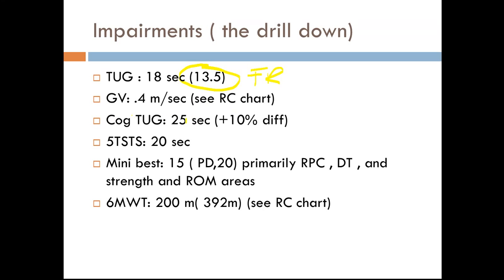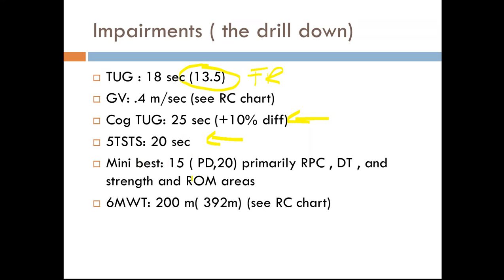She did a cognitive TUG, which you don't know how to do yet, but anytime there's a 10% difference between a TUG and a cognitive TUG, that shows us that we have an attention allocation deficit. So now I know that I'm going to be focusing on that in my treatment. Her 5 times sit to stand was 20 seconds. If I look that up on the sheet, the cut score for that is 15 seconds. So she's a fall risk there.